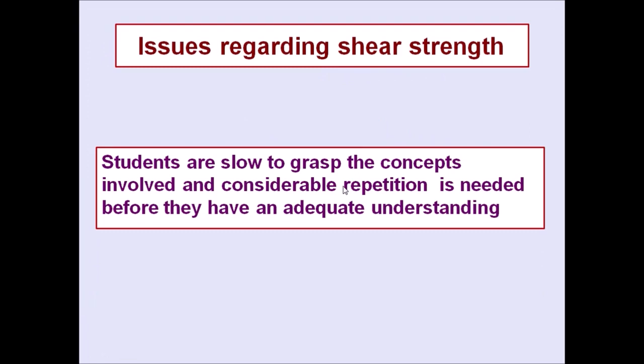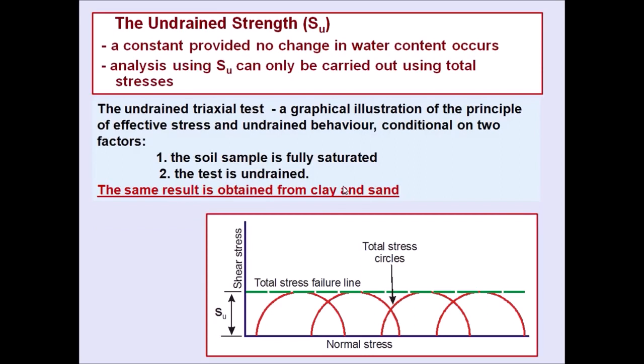Some issues regarding shear strength. Students are slow to grasp the concepts involved, and considerable repetition is needed before they have an adequate understanding. The case of the undrained strength is straightforward. The diagram there shows you the normal result from a series of undrained triaxial tests at different cell pressures. Note that this is not the behavior of a clay as distinct from a sand. You'll get exactly the same result provided these two conditions are met: that the soil sample is fully saturated and the test is undrained, and you'll get the same result whether it is a clay or a sand.